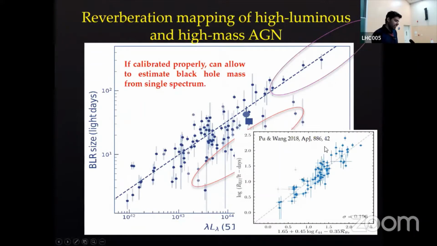Yeah. So they actually did this good spectral decomposition for all the objects, and they found this equation based on the iron estimates of all the sources. So they actually did it for all the sources.